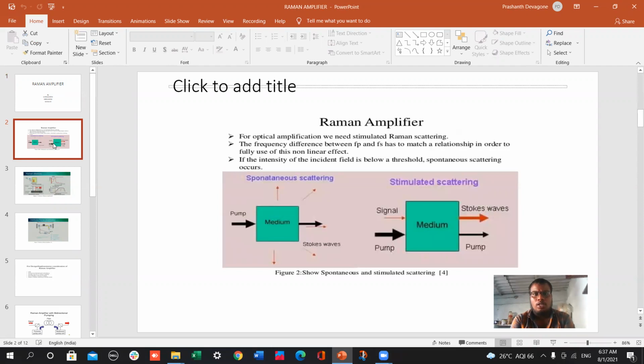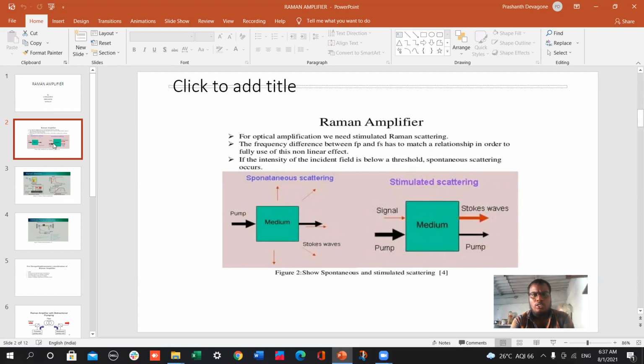Raman amplifier. For optical amplification, we need stimulated Raman scattering. The frequency difference between FP and FS has to match a relationship in order to fully use this nonlinear effect. If the intensity of the incident field is below a threshold, spontaneous scattering occurs.